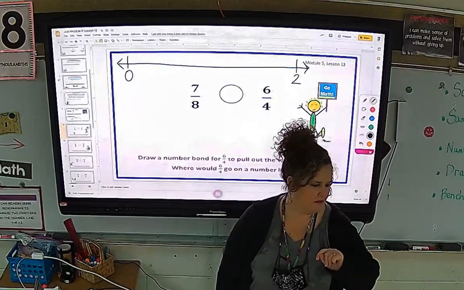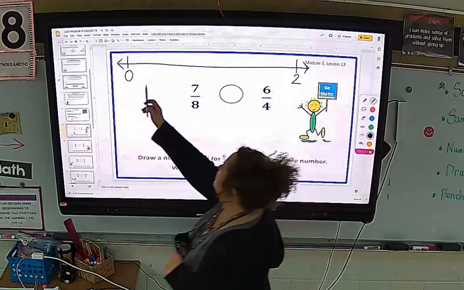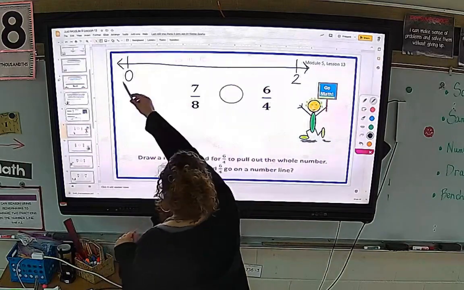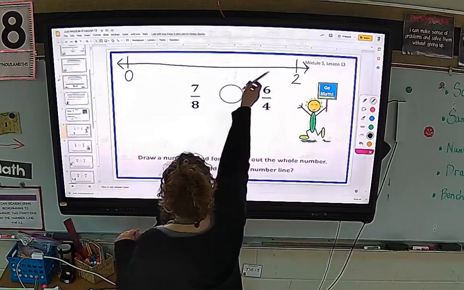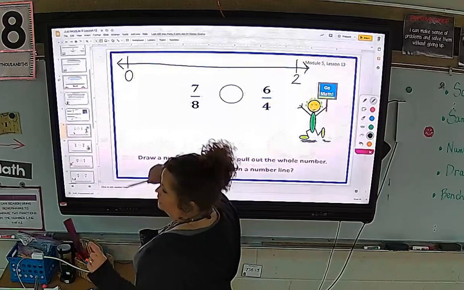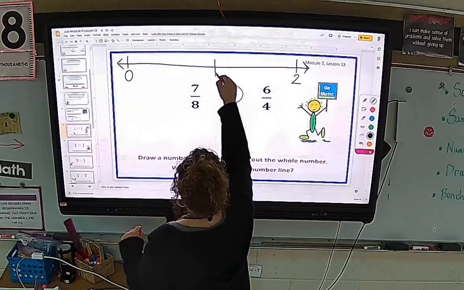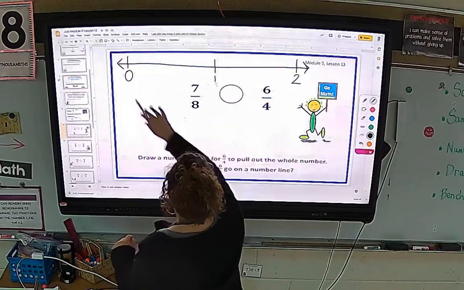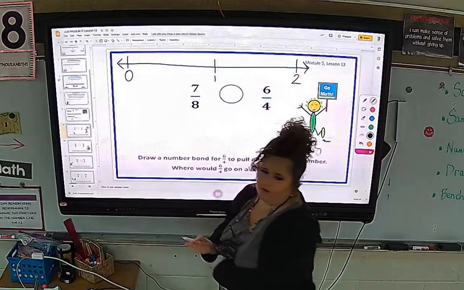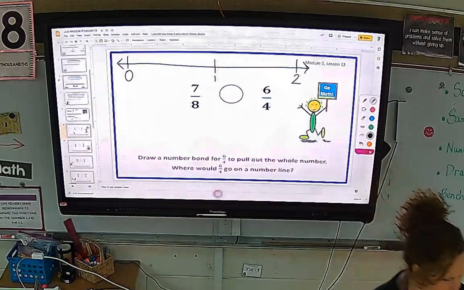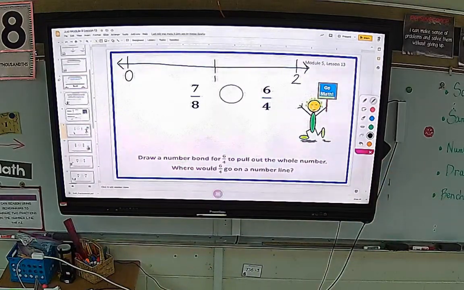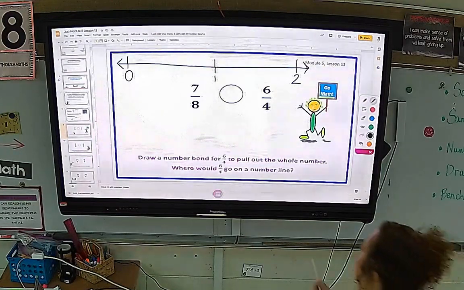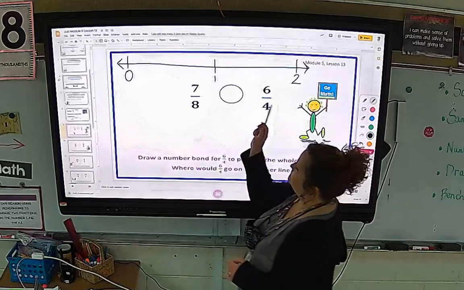Faith? A 1 for sure. Okay, so where would that 1 go? Right in the middle. Okay, so we have 0, 1, and 2. We have those whole numbers. Those are easy for us to put on the number line, so go ahead and put them because they're going to help you put everything else. Okay, now let's jump back down to these.